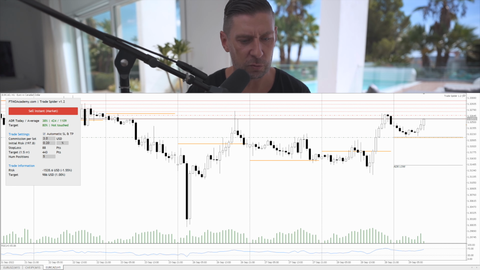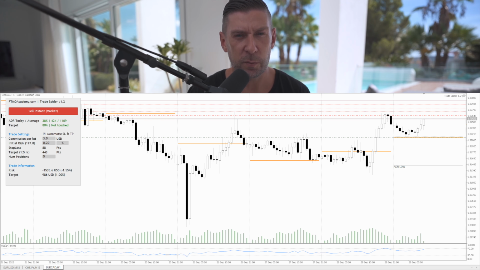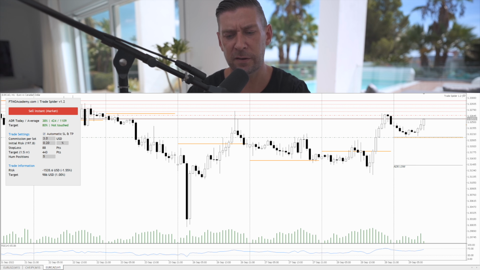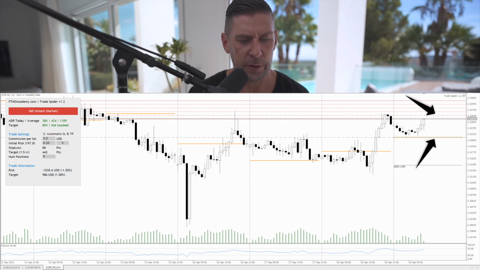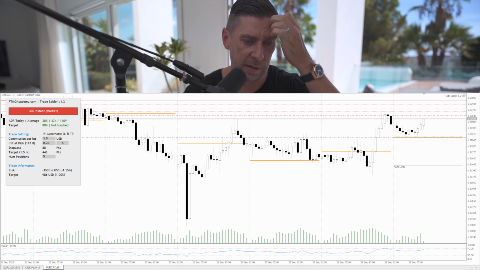So I skipped this trade, and CHF JPY was a more viable trade for me. But as you see here, the stop loss and the targets are automatically set up. So you just basically need to look: do I like this price action? Do I think it's going to move to my target or not? If so, do a sell.